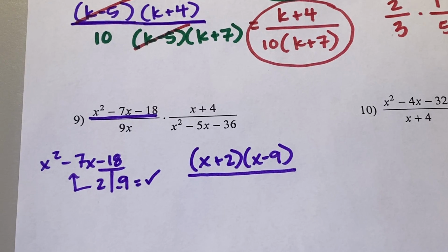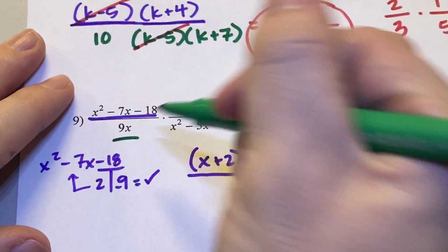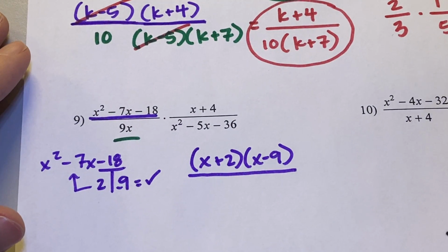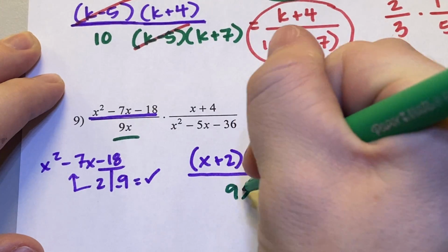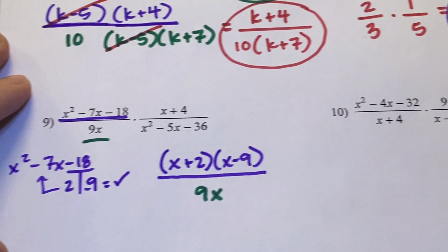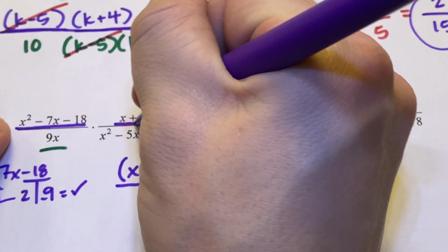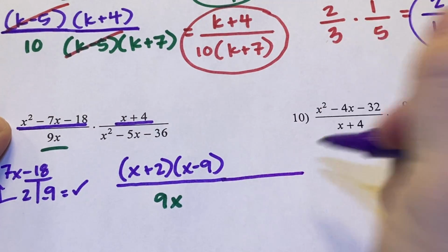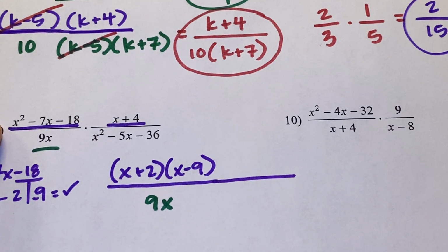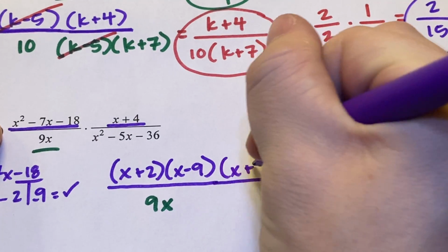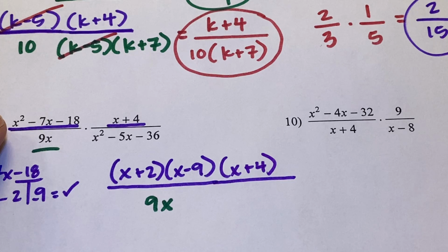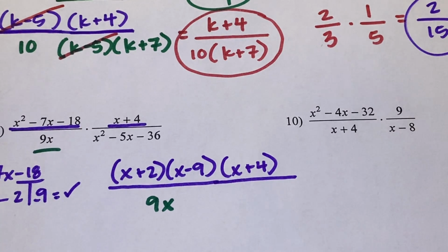What about its denominator? Can we factor 9x, really? Nah, we're just going to leave it as 9x for now. Then I'm going to go to my next numerator, x plus 4. Can I factor x plus 4? Nope. So I'm just going to leave it as x plus 4. The other numerator I couldn't factor.